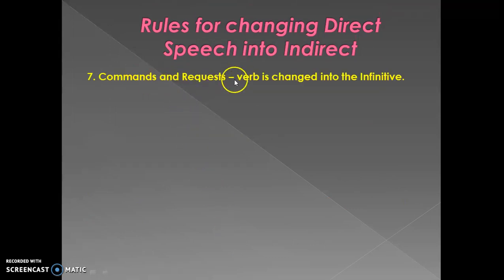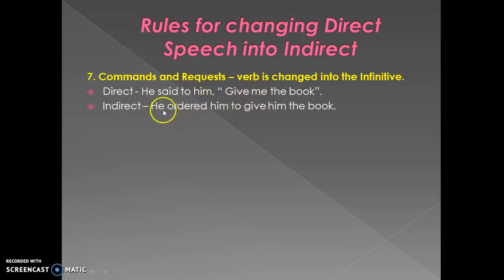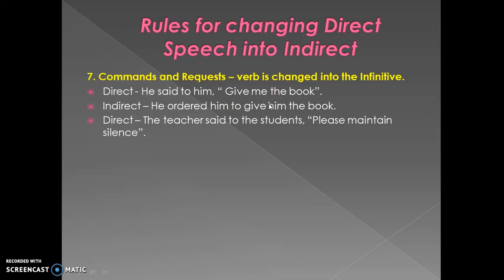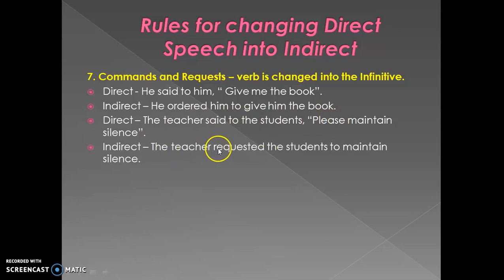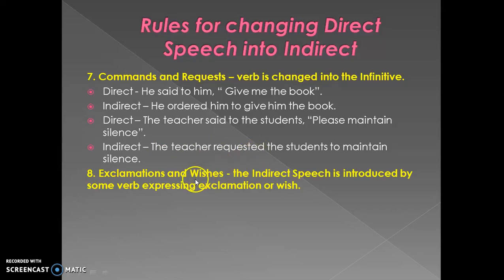To report commands and requests, the verb is changed into the infinitive. Example, he said to him, "Give me the book," would be written, he ordered him to give him the book. Another example for request, the teacher said to the students, "Please maintain silence." The teacher requested the students to maintain silence.